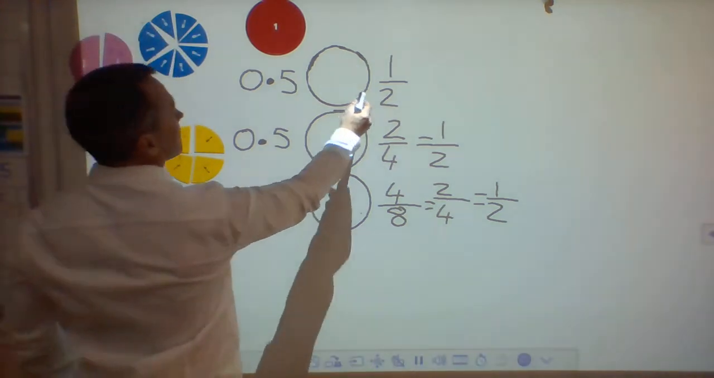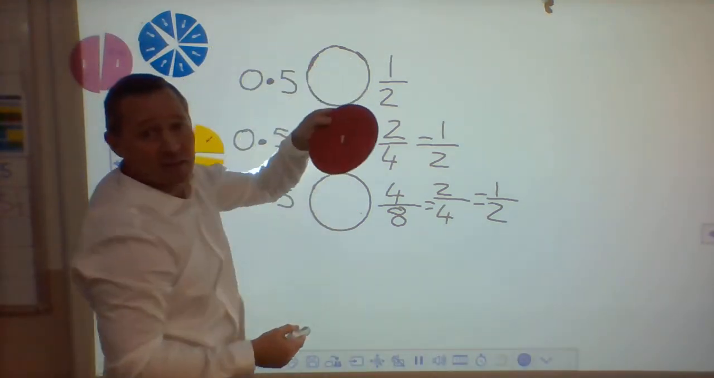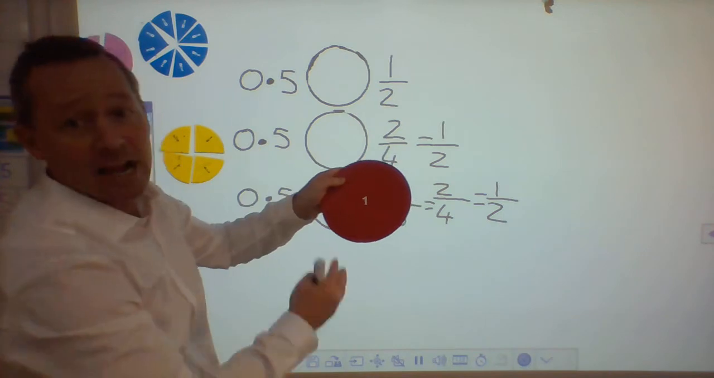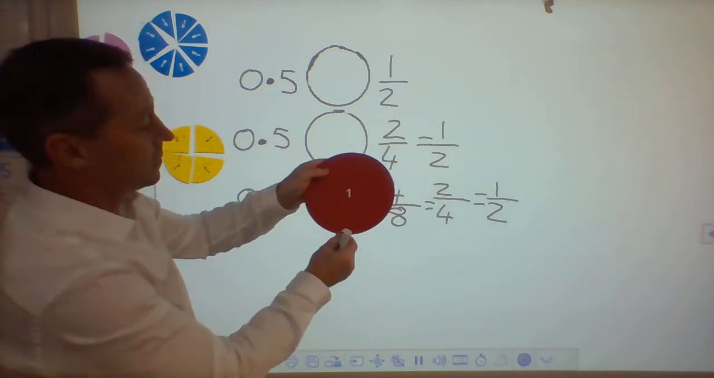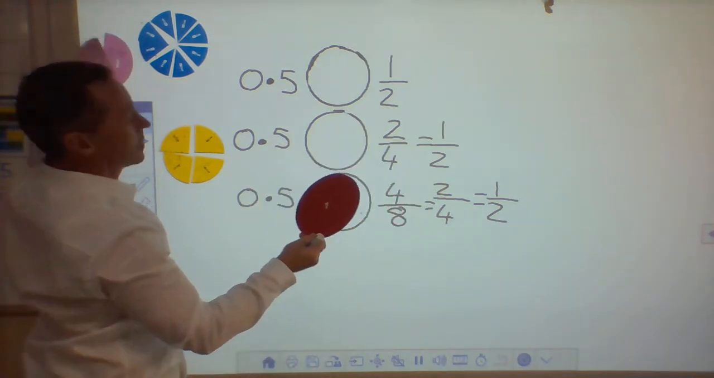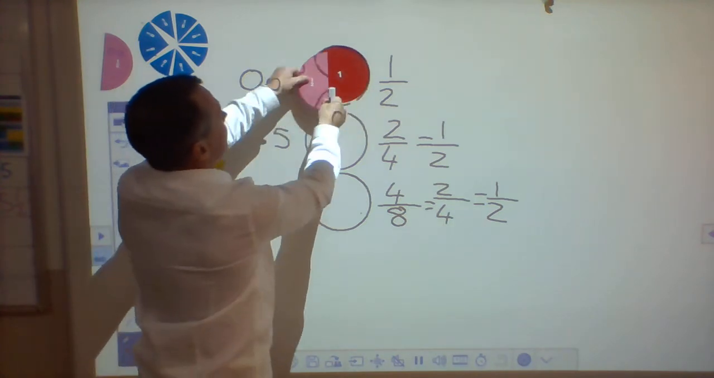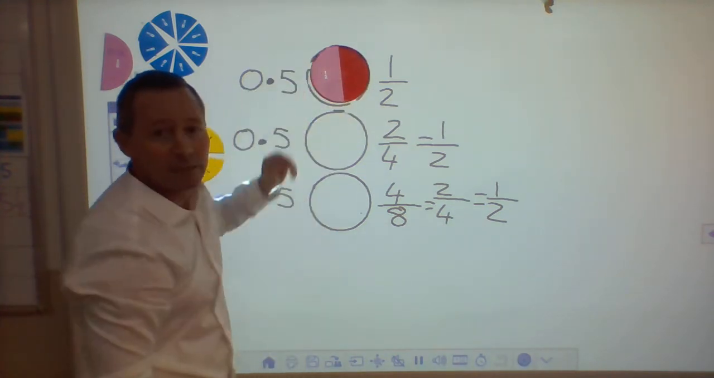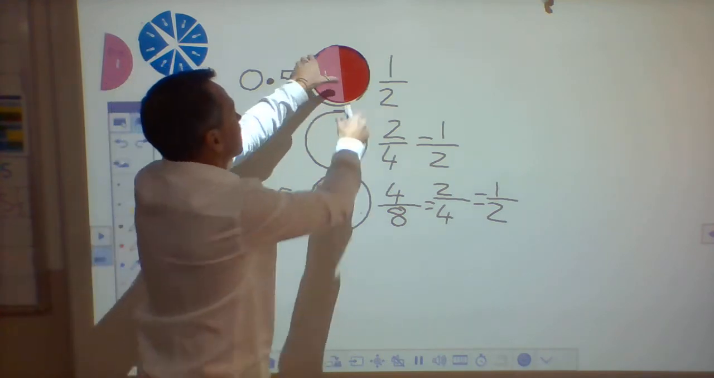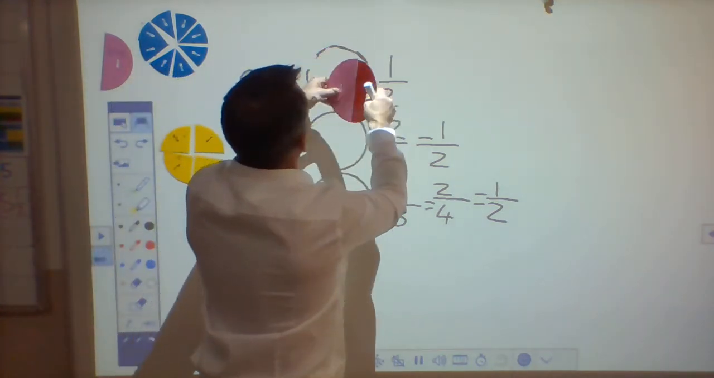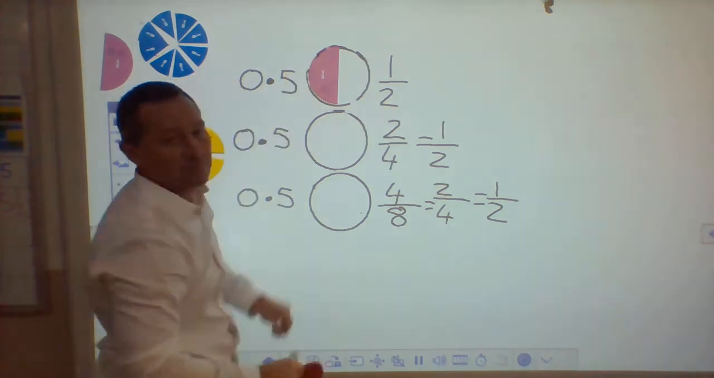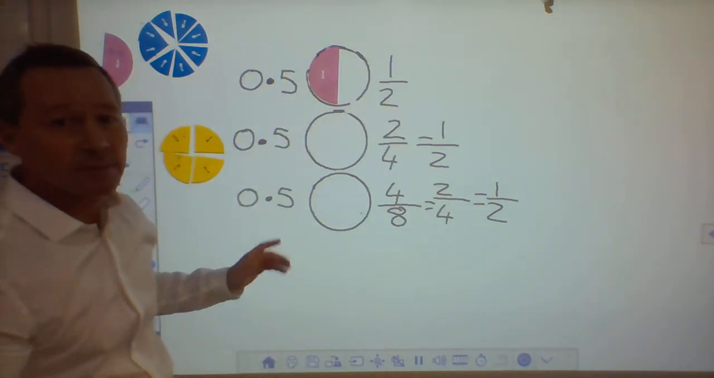So this one whole pizza, Mr. Blair ate half of the pizza. That would look like, here's my whole pizza. I ate half. Here's my half. I have half left. So I ate it. There's half a pizza left.